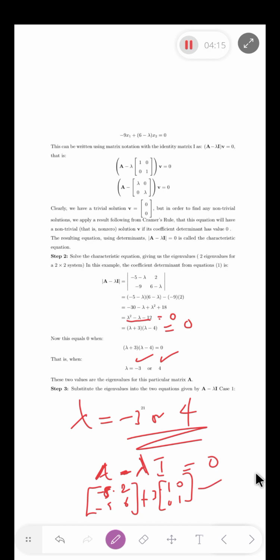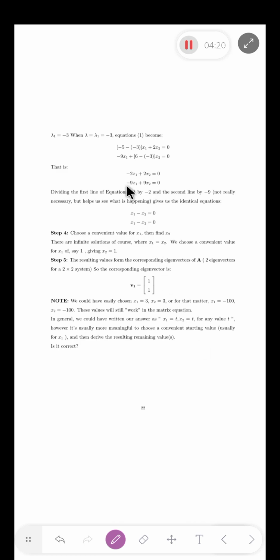But there's no way you can actually find your eigenvector from here. To find the eigenvector, see what to do here. Go back to this expression, go back to this equation. Do you know where I actually got this from?